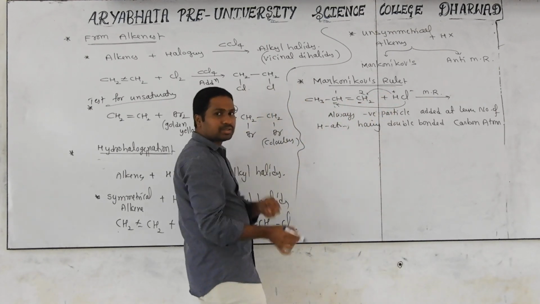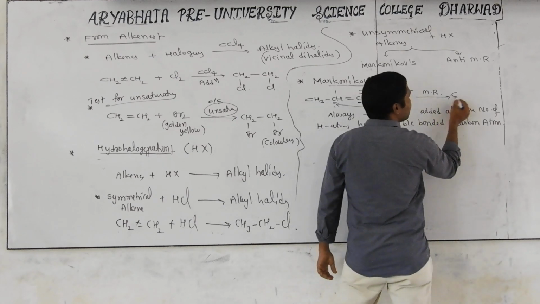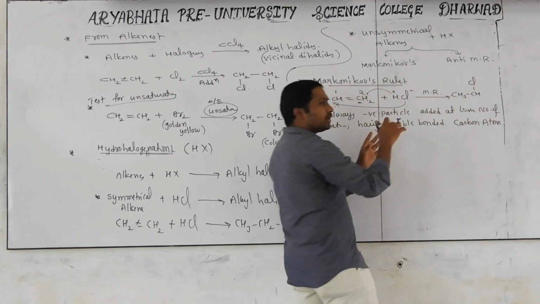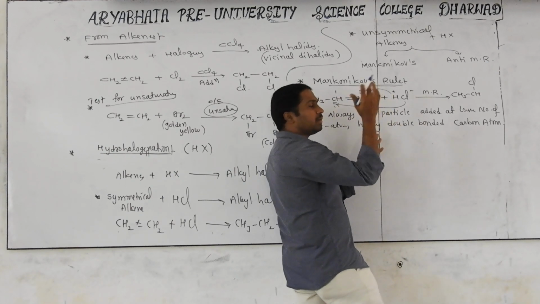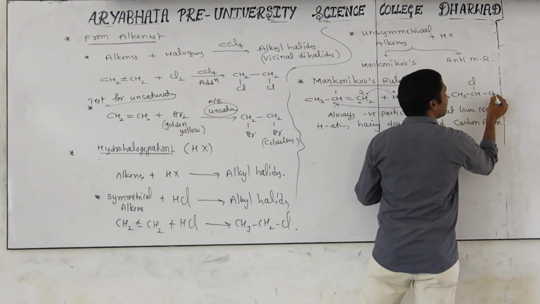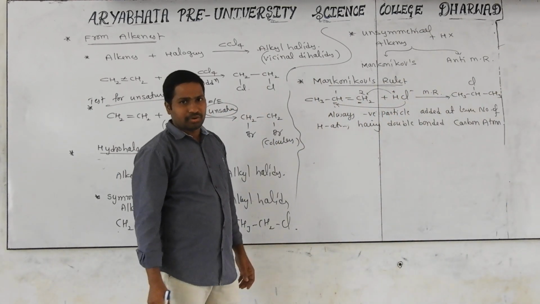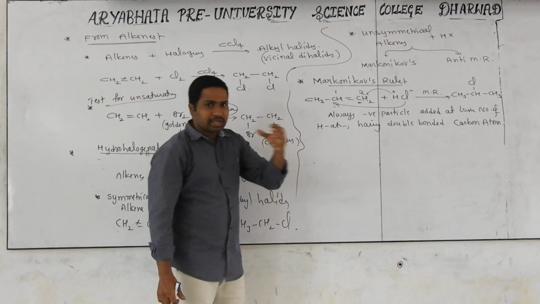Then what is the product? Yes, very good. CH3 CHCl CH3, not attacking, but addition, the pi bond breaking. After that we get CH3 CHCl CH3. It is the major product. Are you getting it? Yes, I want to give the explanation for this one.